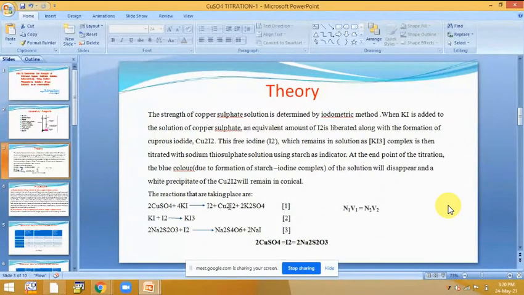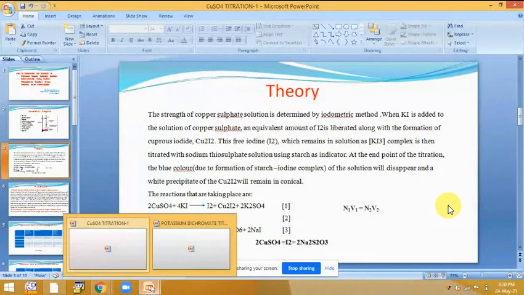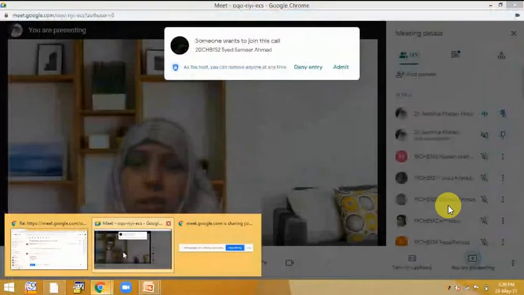Cu2I2 and K2SO4. This, just a minute, students are still entering the class.